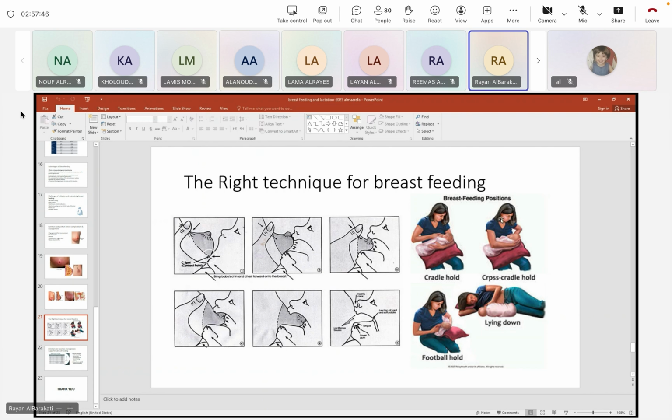Then we will be talking about how we will hold the baby. So look at the ways. We have different ways. You have the cradle, the cross cradle, the football technique and the laying technique. So the cradle is when the baby's head and the arm of the same breast is under the head of the baby. This is cradle. Cross cradle is where the contralateral arm is holding the baby, and the mother is directing the breast to the baby's head from the other side. This is called cross cradle.